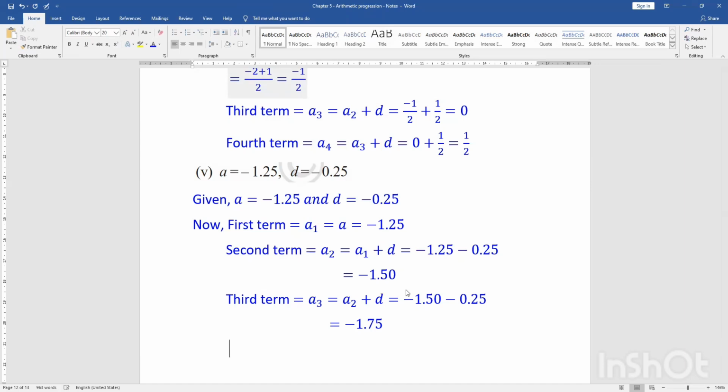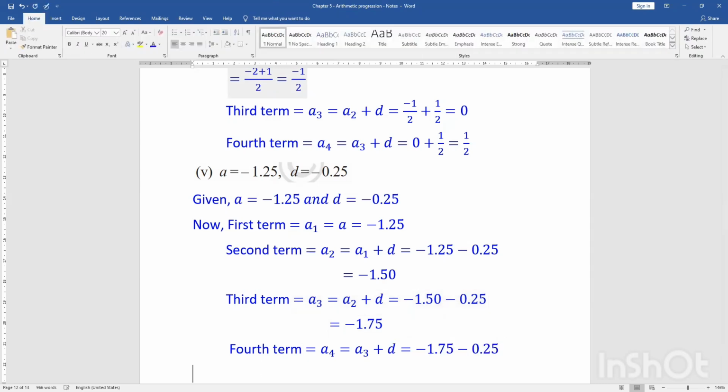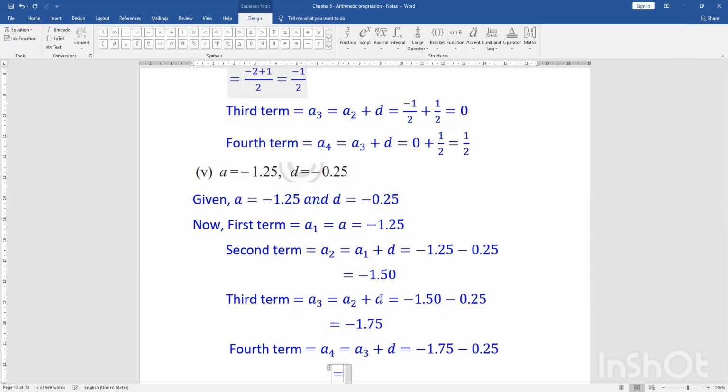Then we have the fourth term. Fourth term equals A4, which is nothing but A3 plus D. What is the A3 value? It is minus 1.75 and the D value is minus 0.25. So this will be equal to, just add it up, both of them will give you minus 2.00 as your answer.